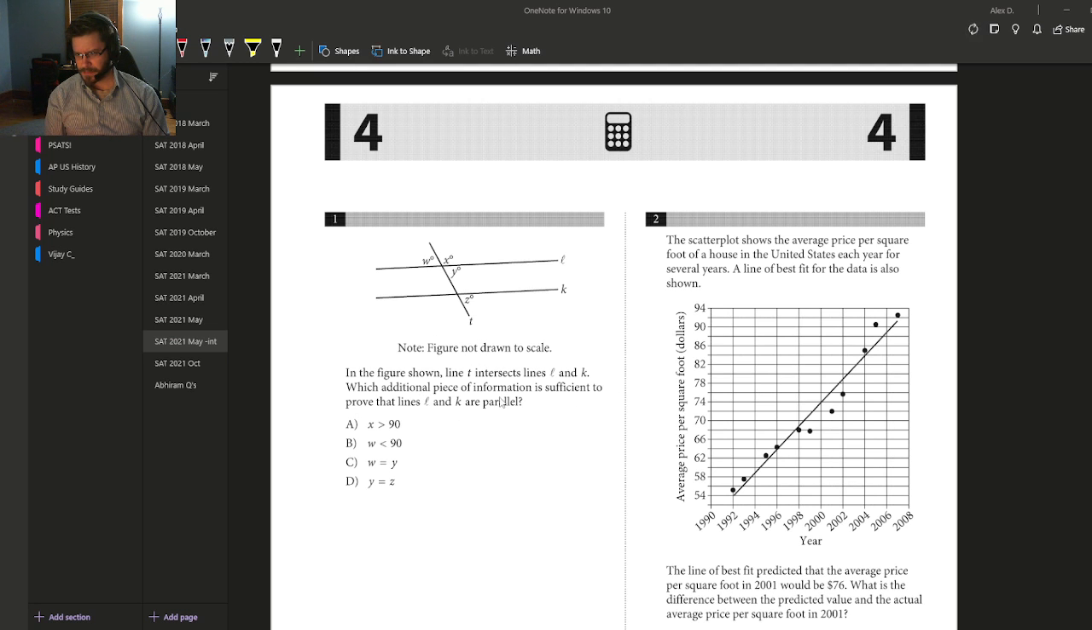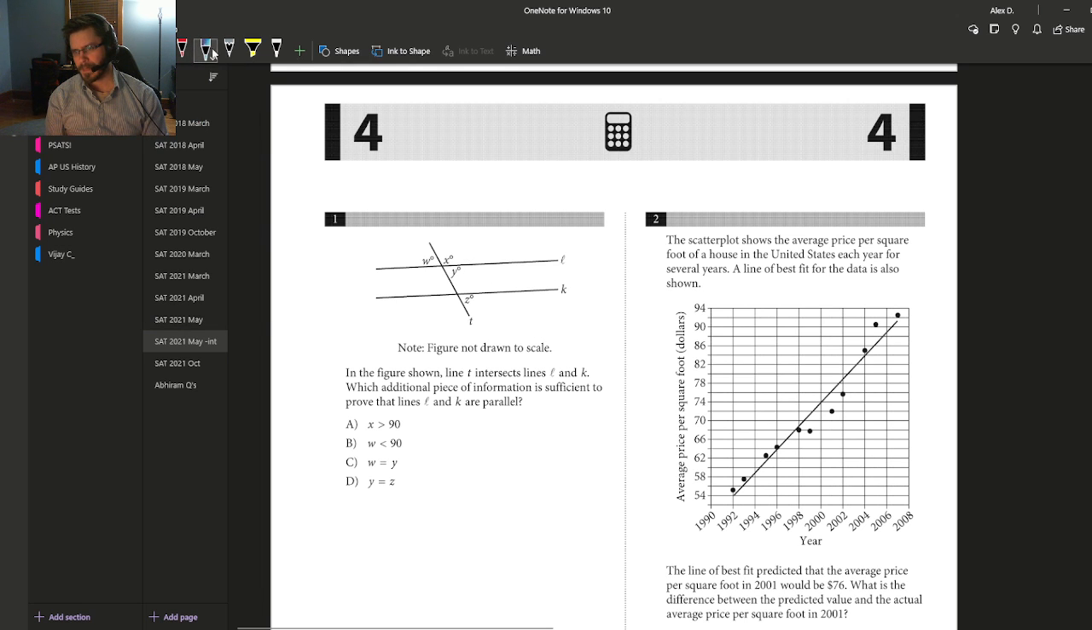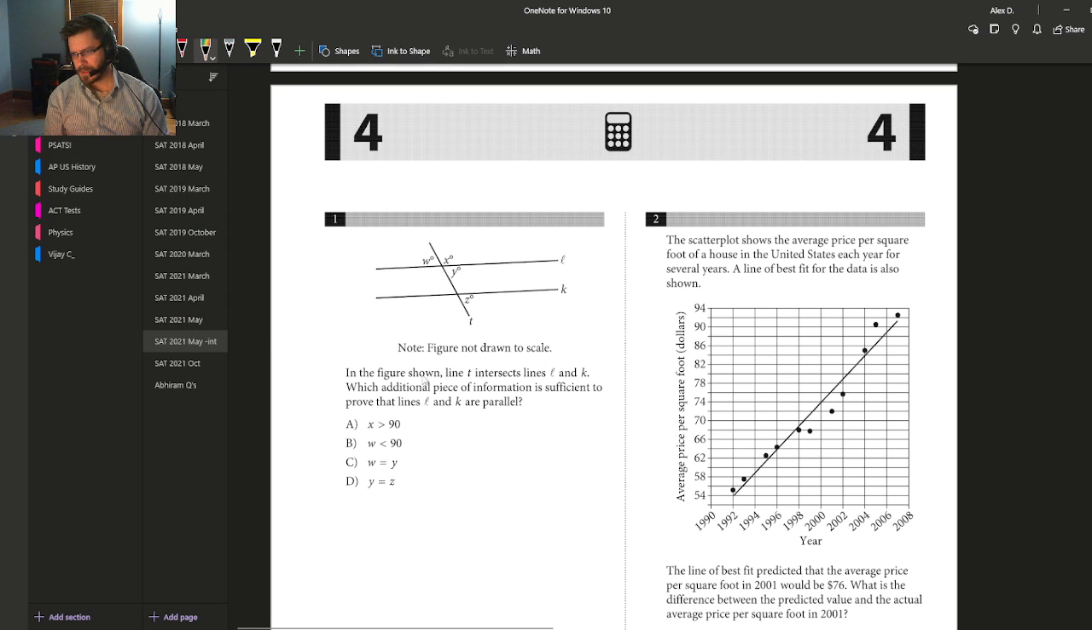Piece of information sufficient to prove that the parallel lines have all these properties to them with their figures. Let's go ahead and change to a rainbow pen. Why not? Rainbow pen. So if I can prove that x and z are supplementary, or y and z are equal, so that's congruent. That congruency tells us that they're parallel. W equals y doesn't matter. W equals 90 doesn't matter. X equals 90 doesn't matter. It has to go across the two angles.